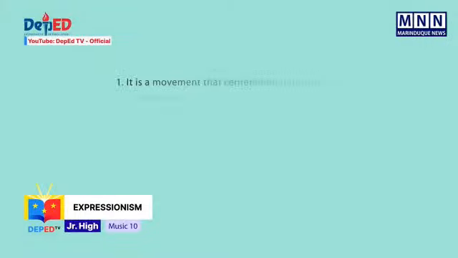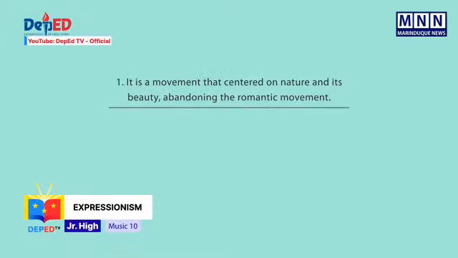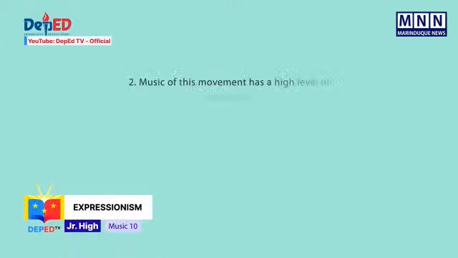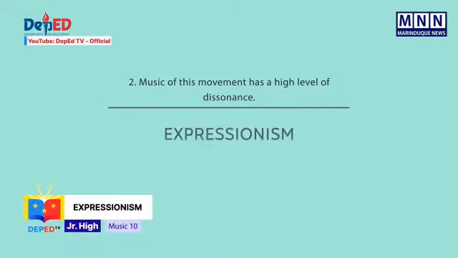Identify if what is being described is Impressionism or Expressionism. Number 1. It is a movement that centered on nature and its beauty, abandoning the Romantic movement. The correct answer is Impressionism. Number 2. Music of this movement has a high level of dissonance. The correct answer is Expressionism.